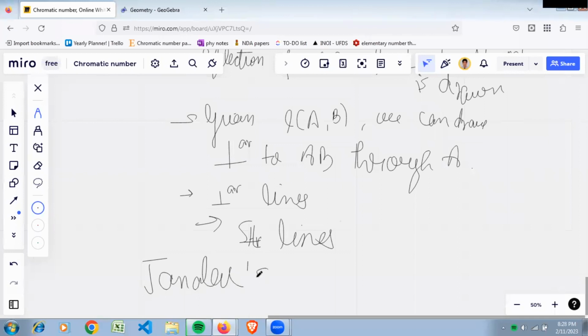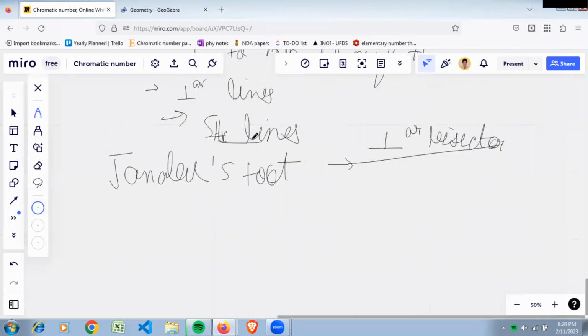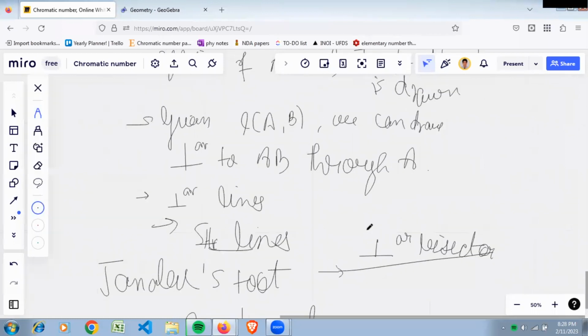Now, what does Annabelle's tool do? It can do everything a straight edge can do. And it can do better also. It can construct perpendicular bisectors too. So, Annabelle's tool is superior to a straight edge. And now, since we can construct straight lines, we can construct the centroid also. So, yeah, that was the problem.